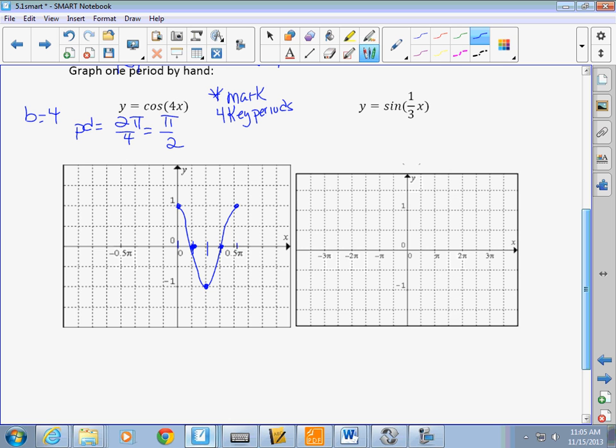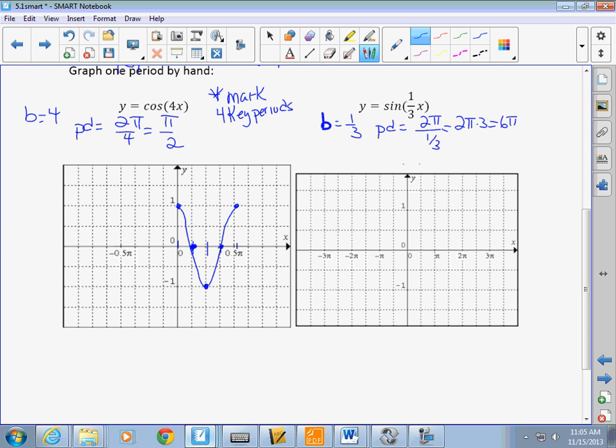I'll take my chances. Okay, y is equal to sine of 1/3 x. So this means my b is equal to 1/3. So my period is equal to 2 pi divided by 1/3, which is the same as saying 2 pi times 3. So it's 6 pi. All the way to 6 pi.